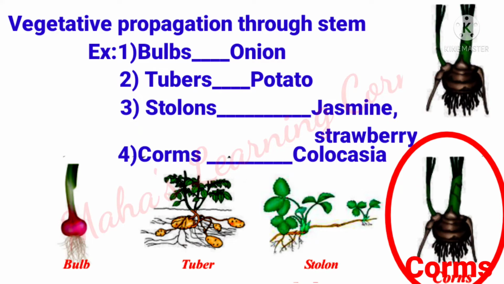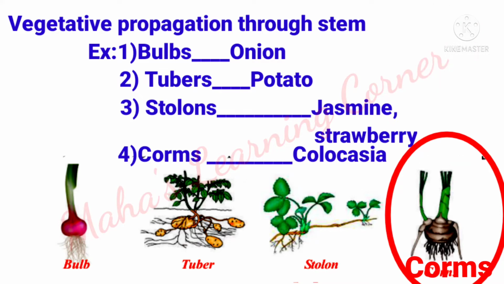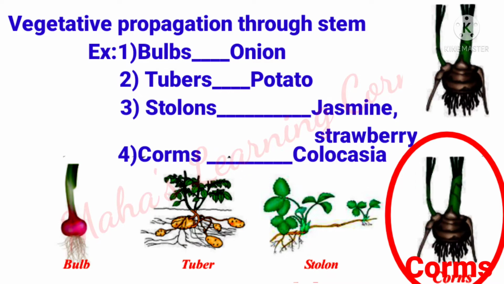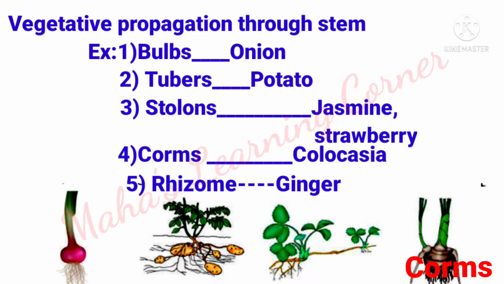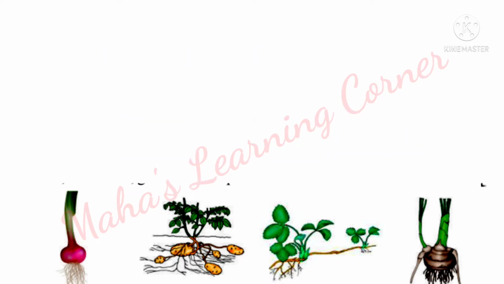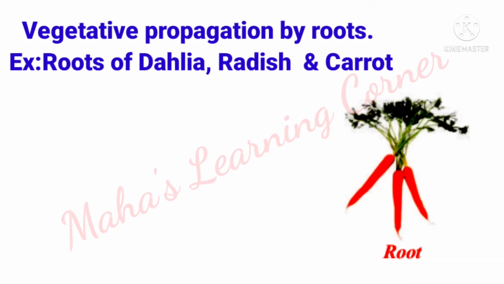Culm is a swollen underground stem. Culm can be cut into pieces and each piece planted to produce a new plant. Another example for propagation by stem is rhizome. Example, ginger. Propagation by roots. Examples, roots of dahlia, radish and carrot.